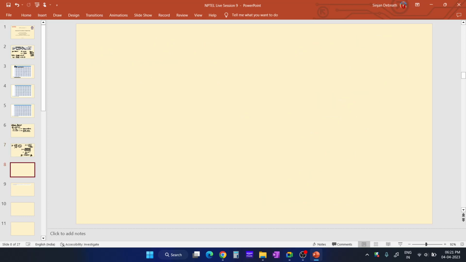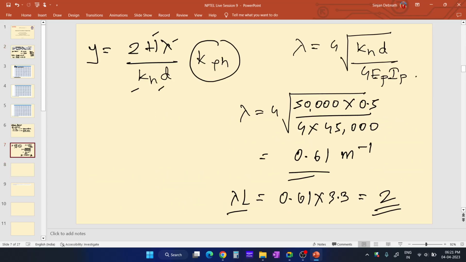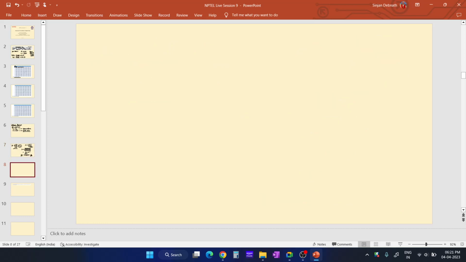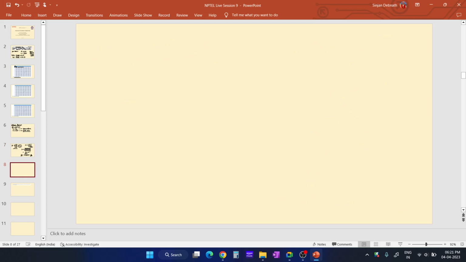In the next step, we need to find the lateral deformation. What is the formula? I have already written it over here: 2 H lambda by Kh d, multiplied by the coefficient, which is K rho h. Now we have the values of all the parameters with us. So let us write the equation once again and put all the values into that equation. y is equal to 2 H lambda divided by Kh d, and the coefficient is K rho h.